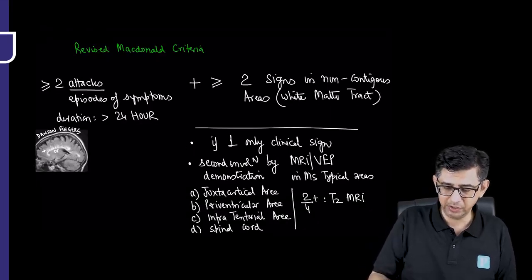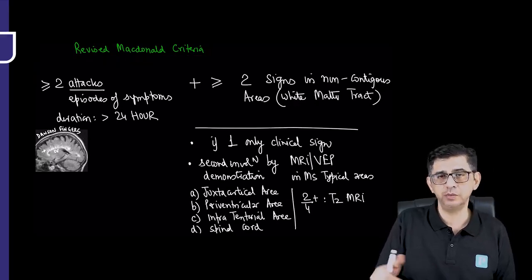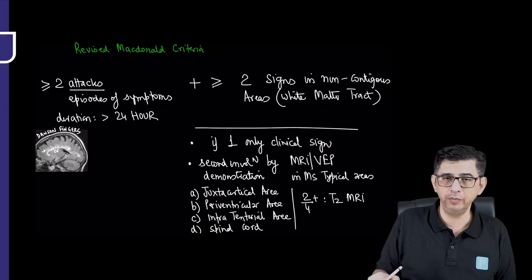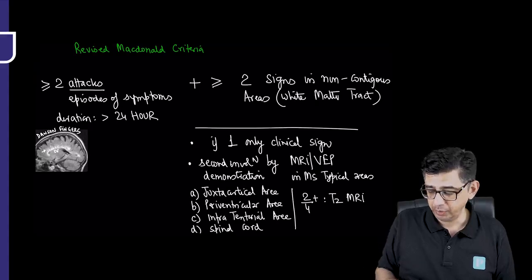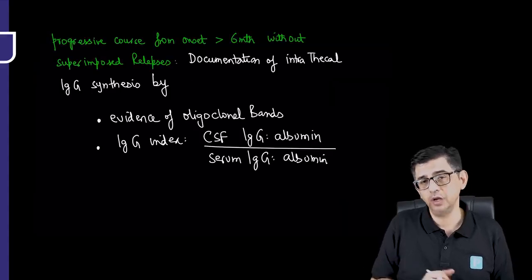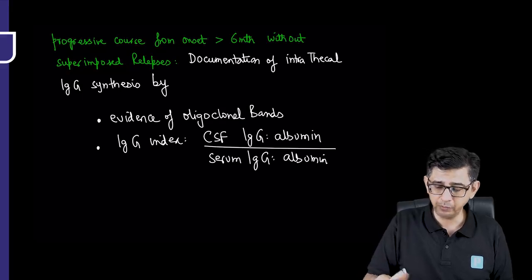The revised McDonald's criteria go like this. He says at least two symptoms with two signs or two symptoms with one sign, but the second involvement, which is present but has not caused a full-blown clinical sign, can be demonstrated by the lesions in any of the following areas. This is description for the relapsing variety of multiple sclerosis, but sometimes you could be having primary progressive multiple sclerosis also.